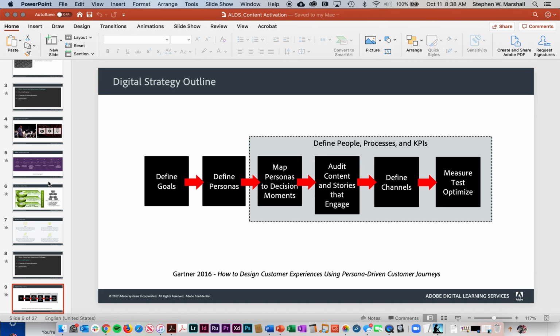You have to define your goals. You have to define your personas, and that's what we spent so much time at the beginning of the semester understanding. And then you need to really map those decision moments, those pain points, those drivers. Audit your content, look at your stories that engage, then you define your channels, and then you measure and test and optimize. So this is really the customer experience and how we create a customer journey and how we think about creating a campaign that's going to be effective. These are the steps. And again, this is my roadmap.